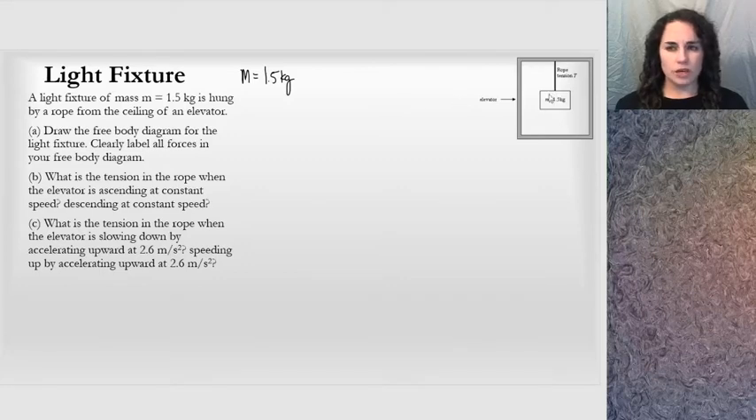And that has implications for our free body diagram. We notice there's no supportive surface, so there won't be a normal force. So it says, draw the free body diagram for the light fixture, label all forces in your free body diagram. So let's draw the free body diagram.